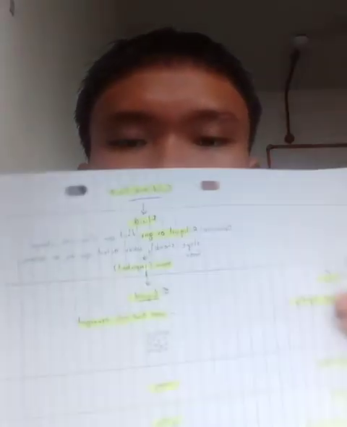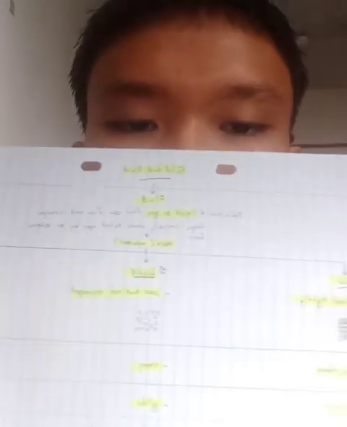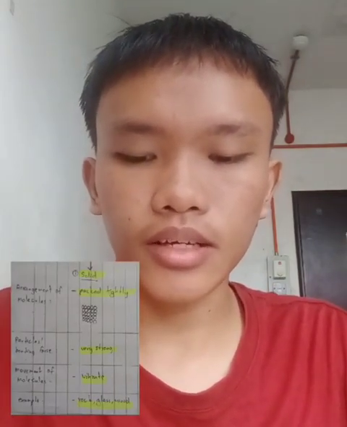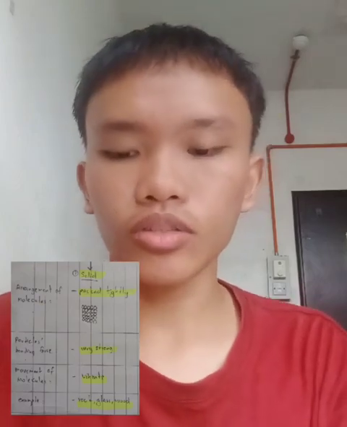I will explain the first point: solid, liquid and gas. So this is my mind map and I will explain. First is solid. The arrangement of molecules is packed tightly. The molecules look like this.